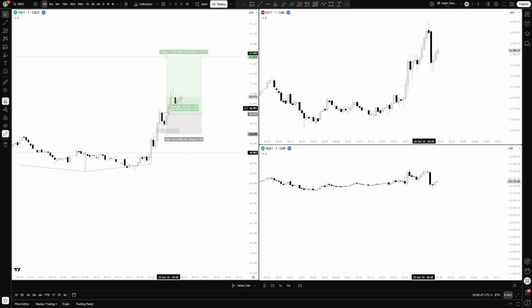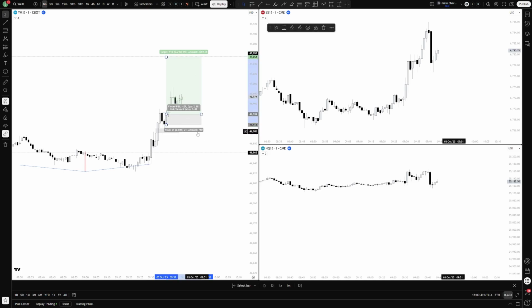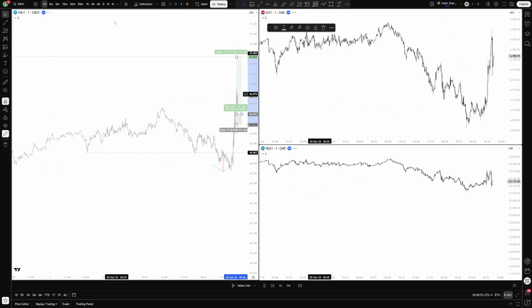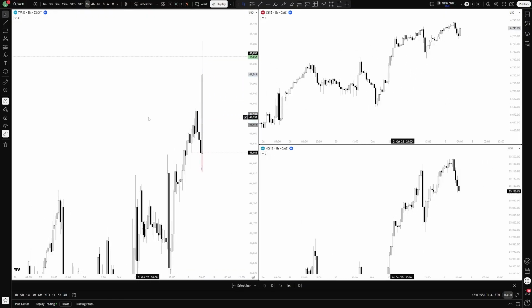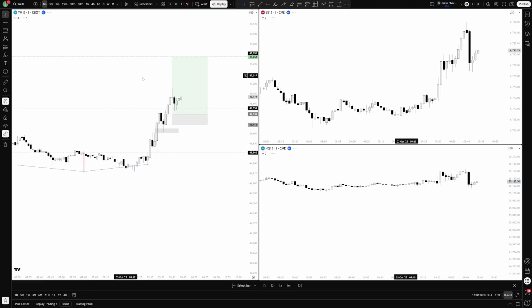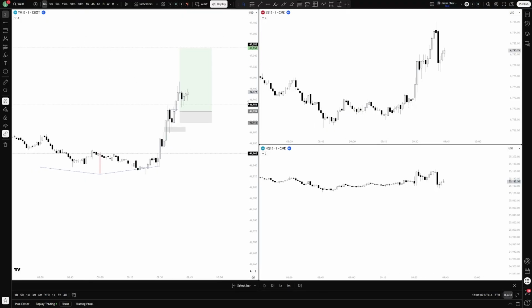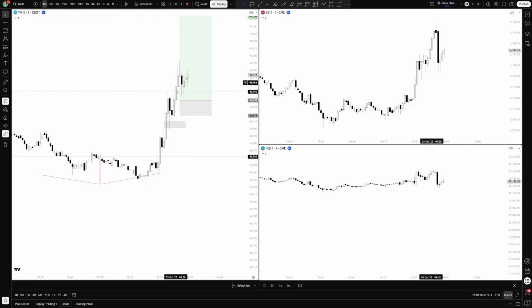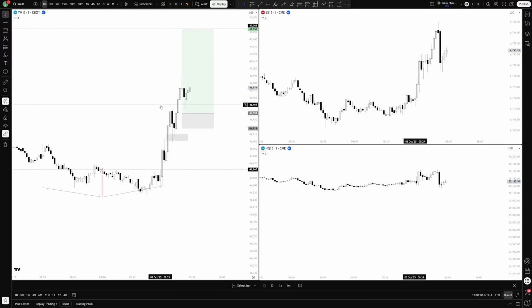When we got this closure above this SIST, I simply trailed my stop here at this body, and when we took this hourly high right here, I actually put my stop break even, which was also within this candle. So actually within this candle, I put my stop break even with the idea that we took this hourly high.